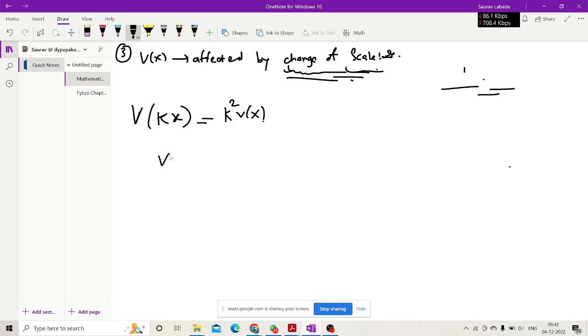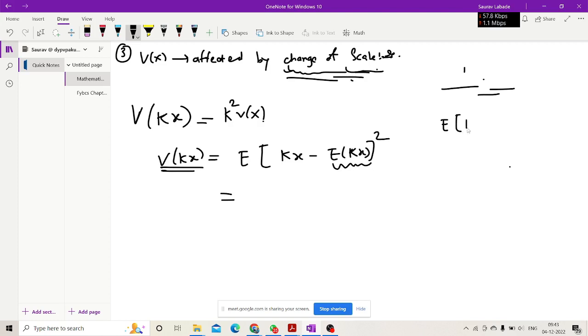Okay, let's consider the LHS. So it is variance of kx equals what? Just use the formula. Okay, so what is the formula? It is expectation of kx minus expectation of kx bracket square. I'm just using the formula. Okay, so that will be equal to, now tell me, what is expectation of kx? Expectation of kx is what?